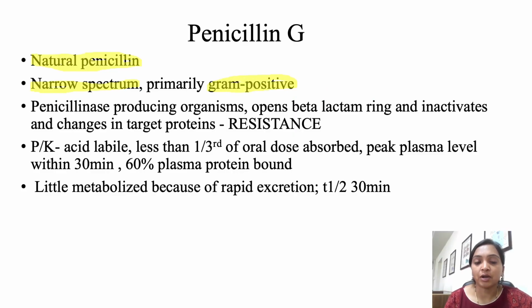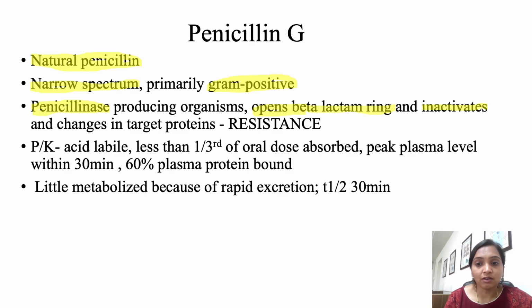So it is only active against gram positive, and its activity is inhibited by an enzyme called penicillinase. What is penicillinase? What does it do? It will open up or break this beta lactam ring, which I had already mentioned. Once the beta lactam ring is opened up, the antibiotic activity is no longer present. Okay, so penicillin G will lose its antibacterial activity.